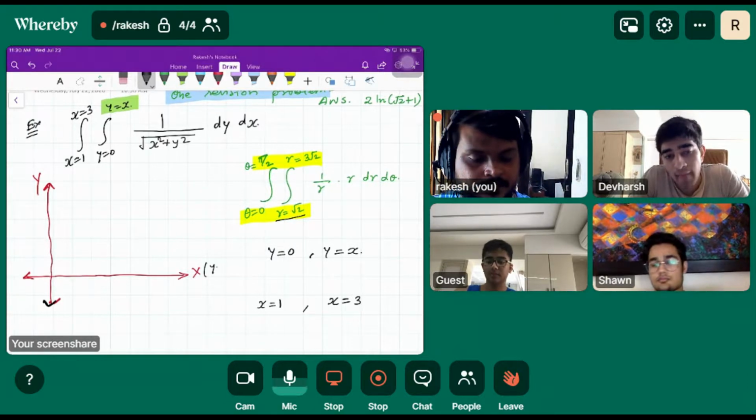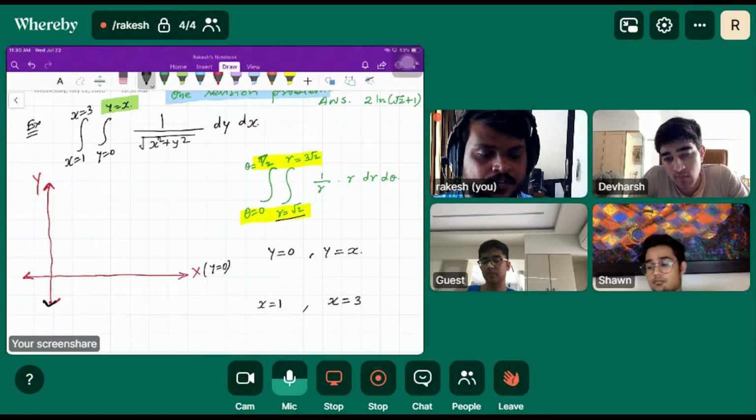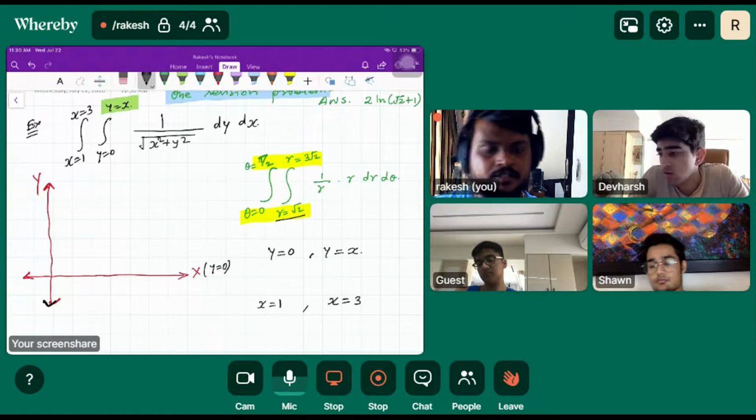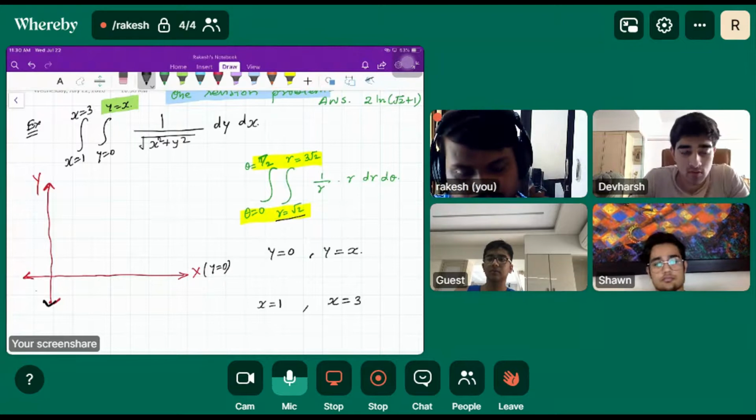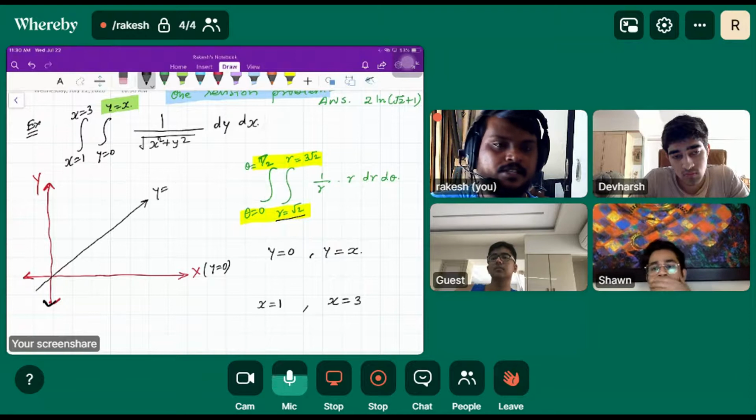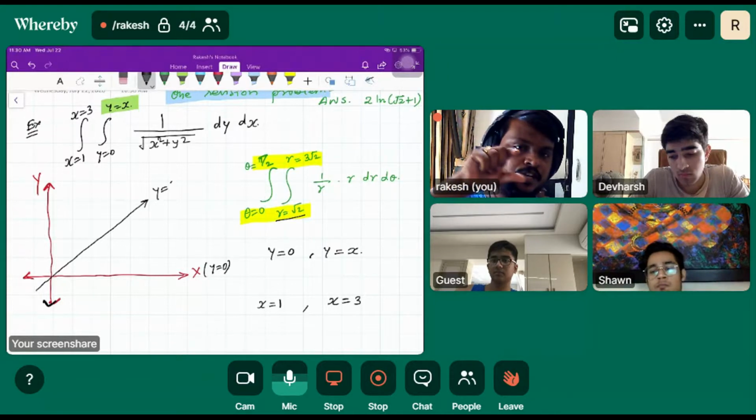X-axis. Okay. And what is y is equal to x? That's simply a line, like this. Straight line. Yeah, this is y is equal to x, right? It means our region is between y is equal to x and the x-axis.